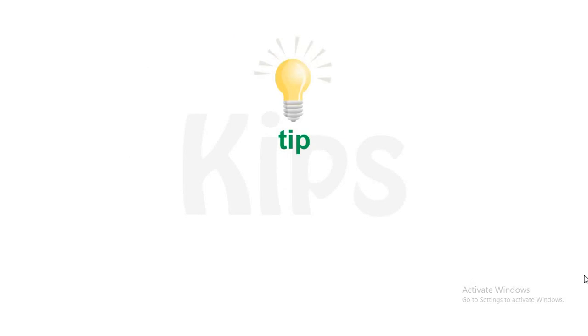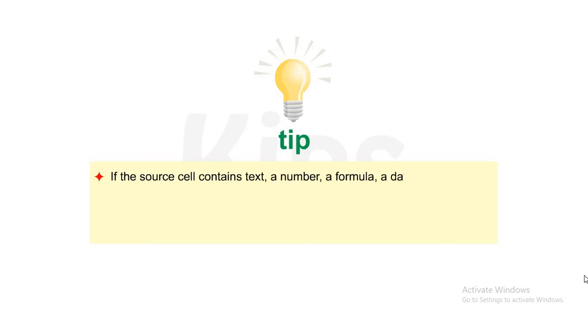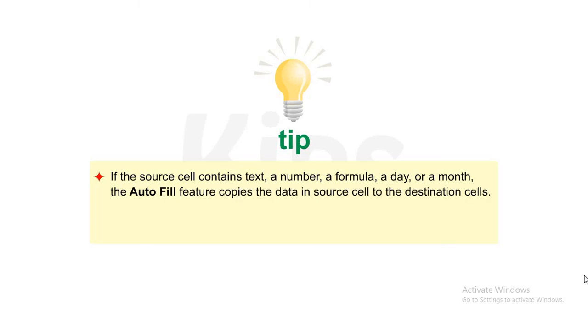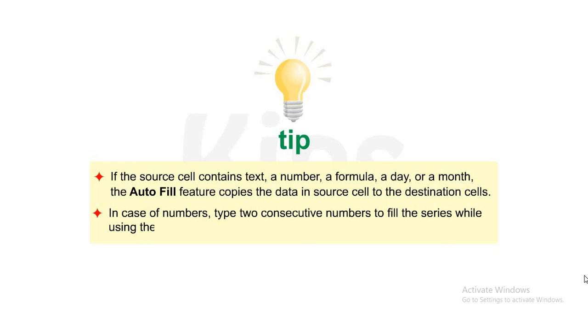Now let me give you a few tips. If the source cell contains text, a number, a formula, a day, or a month, the Autofill feature copies the data in the source cell to the destination cells. In case of numbers, type 2 consecutive numbers to fill the series while using the Autofill feature.